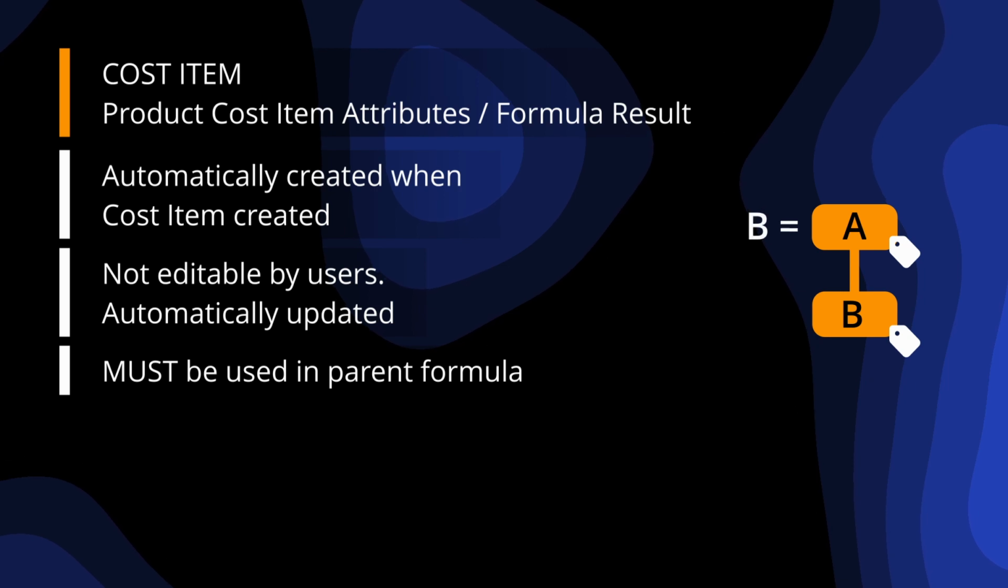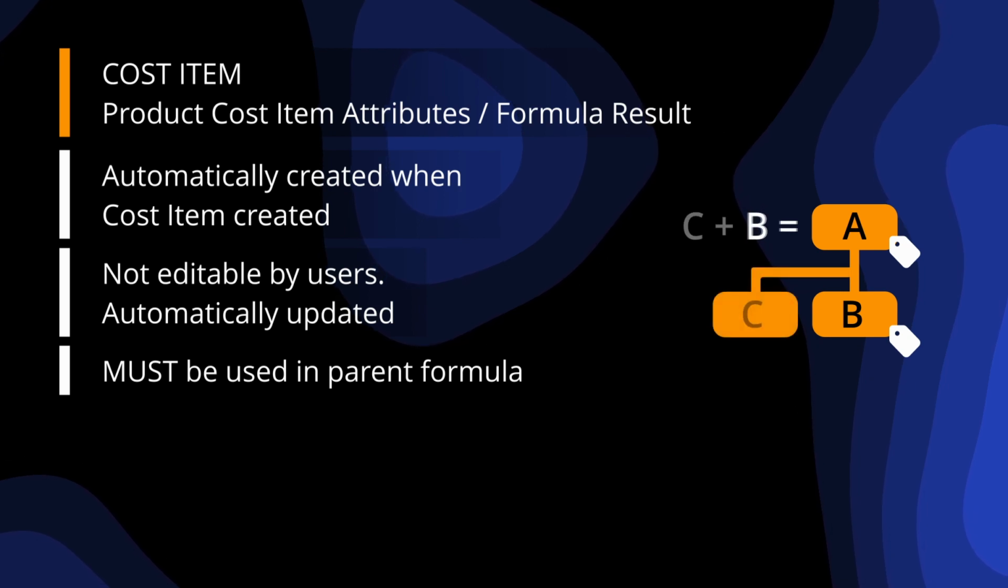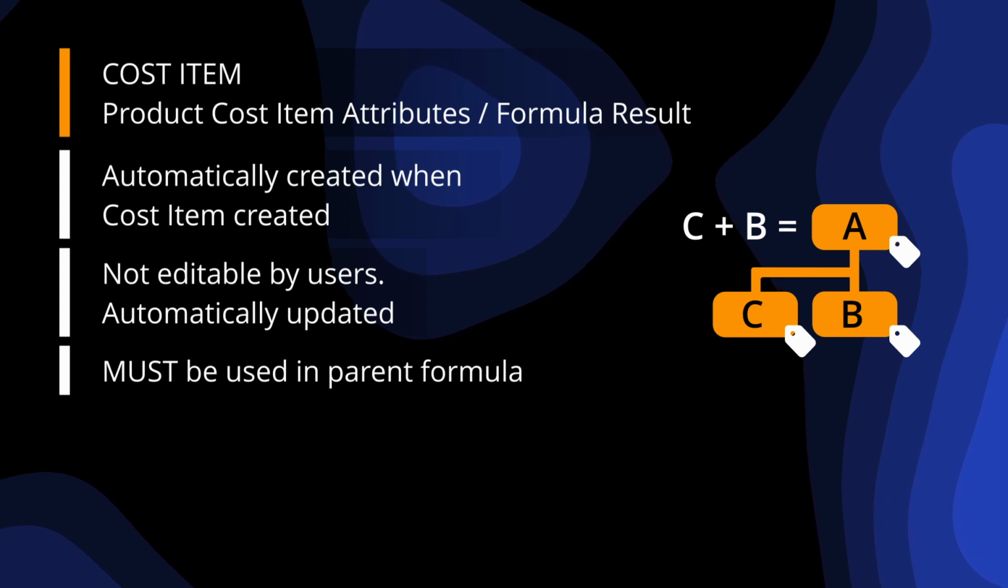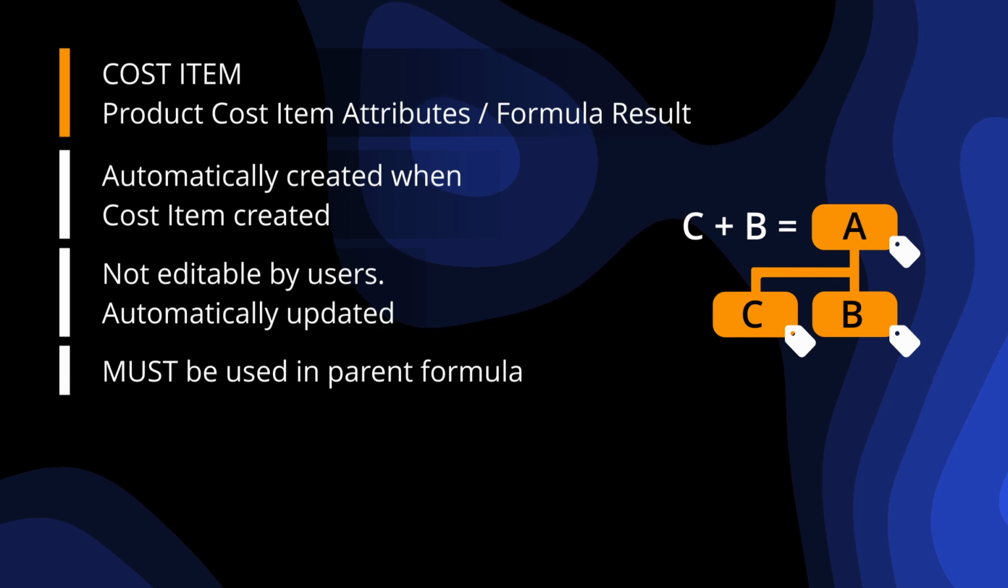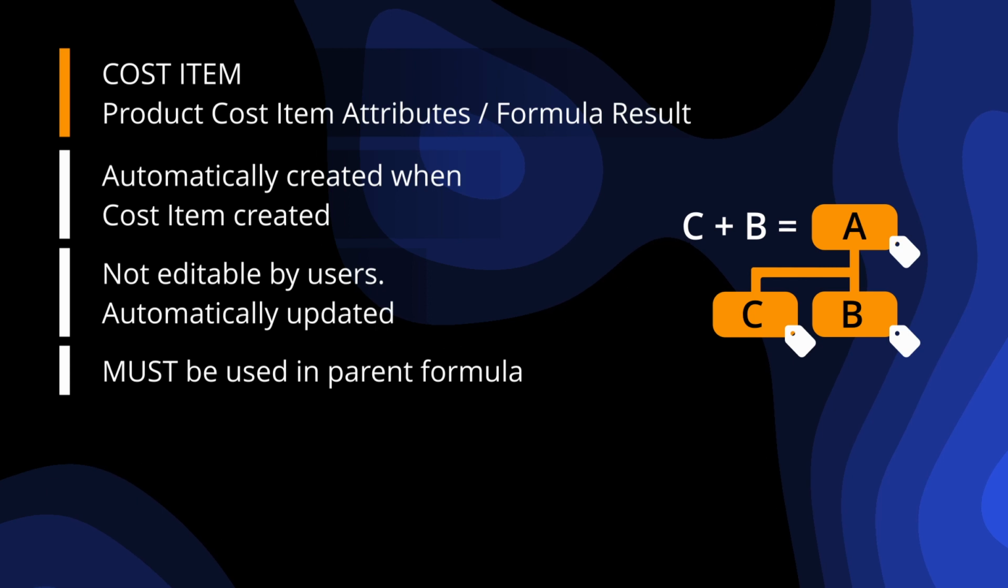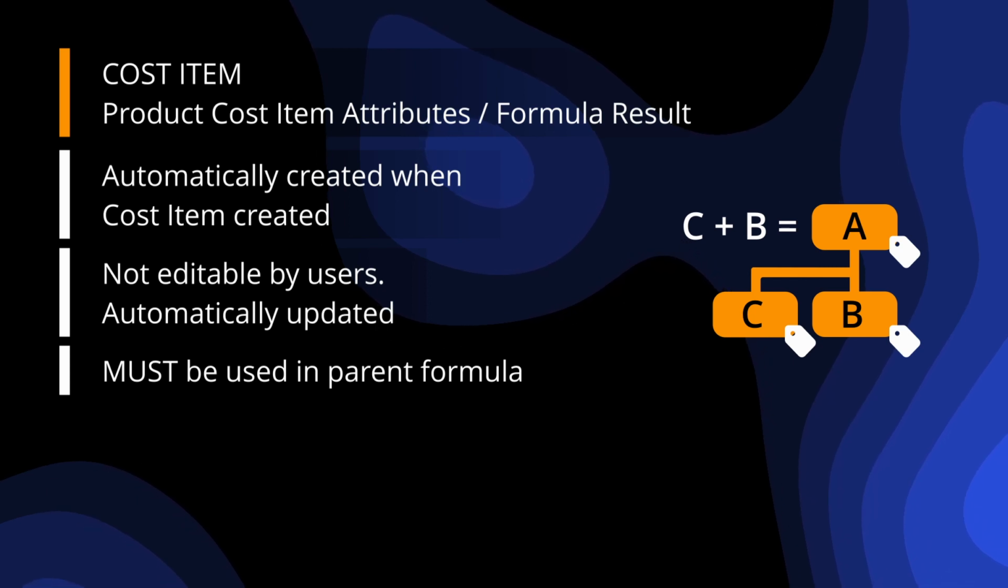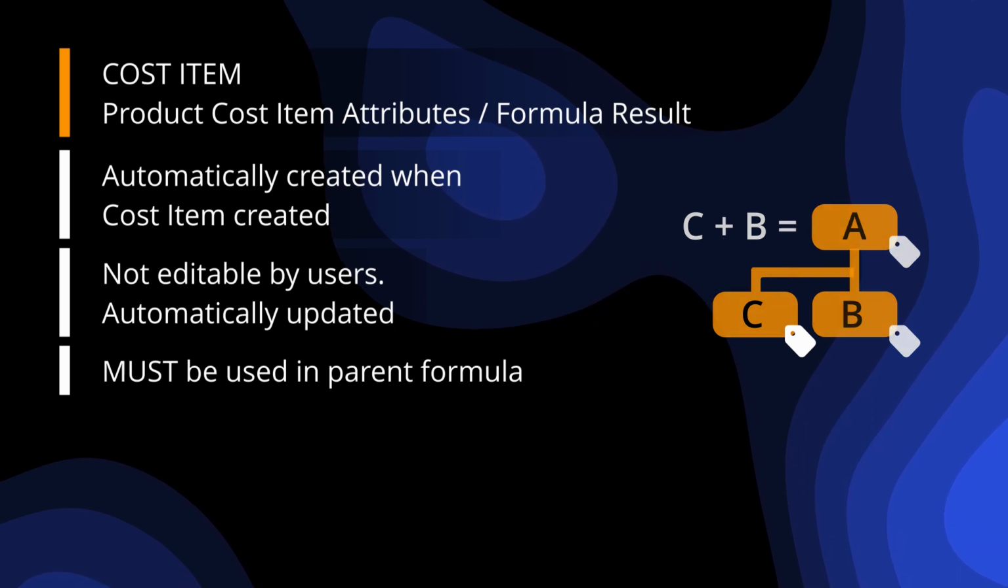You must use it in the formula of its immediate parent. There are no rules about how it can be used. I'm showing them being added, but in fact you can use them however you want. This is the mechanism which Mercenter uses to connect a child cost item to its parent. Because this attribute is the result of the cost item's formula, it can't be used in its own formula, otherwise you'd get a circular reference. Don't worry about making mistakes because Mercenter simplifies it for you by hiding options in the user interface, making it easier for you to create formulas which comply with these rules.